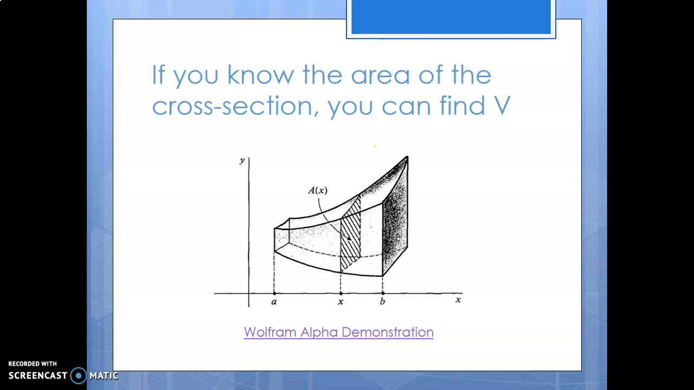So when we deal with the volume of known cross sections, basically we're saying as we integrate across the x-axis or the y-axis or some other axis, at each point we know what the area is going to be. So in this case, the area is a square. So you'll have some function A of x that tells you what the area of the shape is. You might have a square or a triangle or a semicircle, and you're going to be putting a bunch of those squares together to create a three-dimensional solid or a volume.